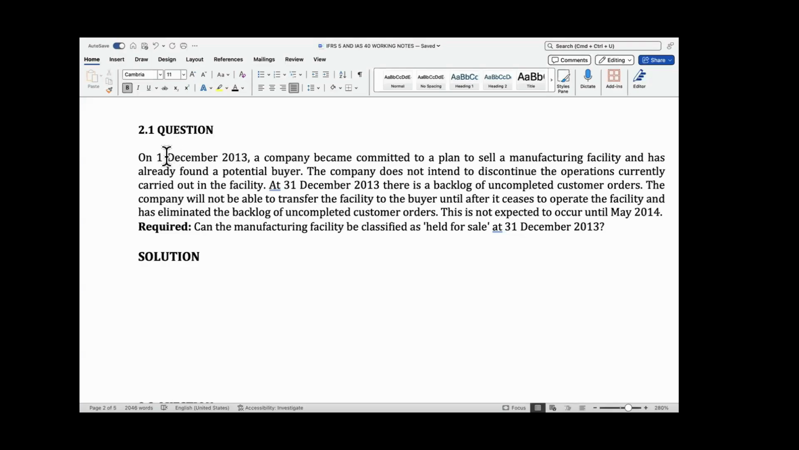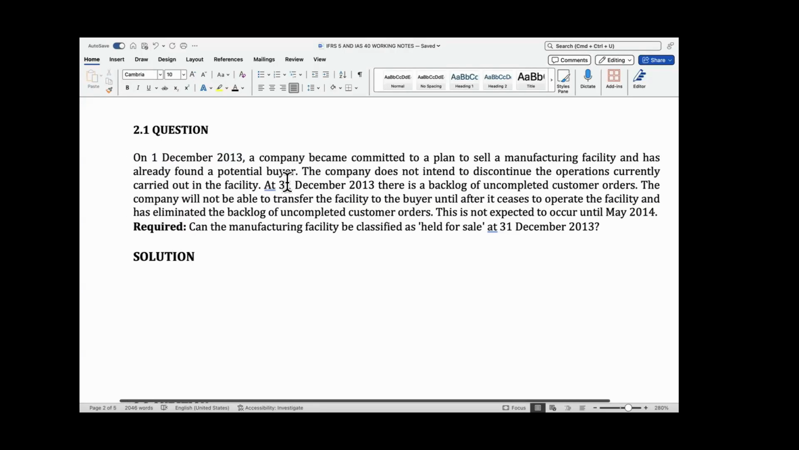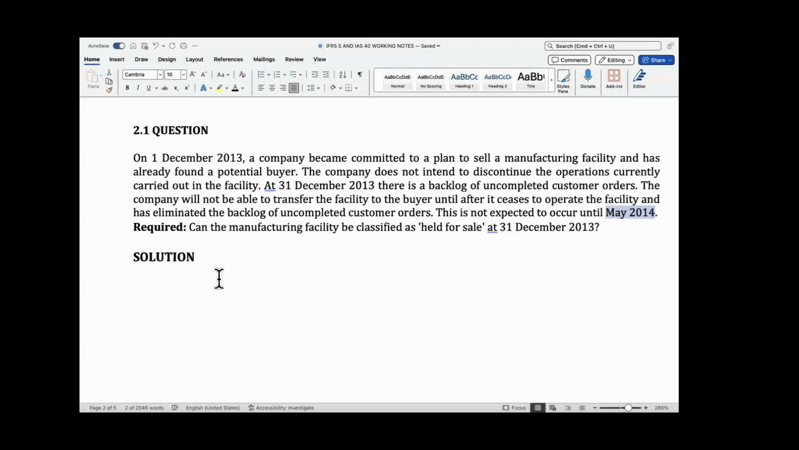So on 1st of December 2013, this company became committed to a plan to sell a manufacturing facility and has already found a potential buyer. The company does not intend to discontinue the operations currently carried out in the facility. So at the end of the year, 31st of December, there's still a backlog of uncompleted customer orders. The company will not be able to transfer the facility to the buyer until after it ceases to operate the facility and has eliminated the backlog. That is not expected to occur until May 2014. Can they classify it as held for sale as at December?